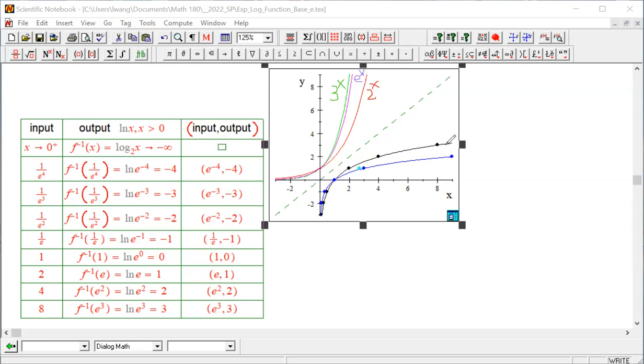The black is log base 2 of x, and the darker blue is log base 3 of x.